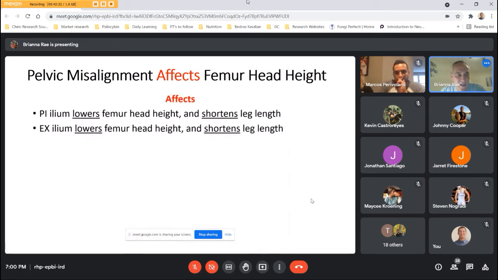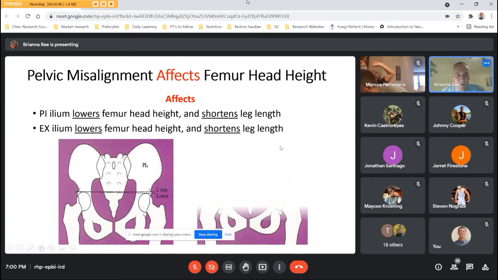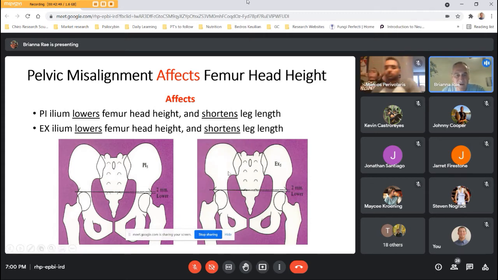All right, the opposite. We have a PI or an EX. They're both going to lower the femur head and at the same time shorten the leg length. Everybody should be able to remember this one, because as soon as you see a short leg, they teach you PI in school, right? So this should make sense to you. So we're showing a PI and an EX of 5. The 40% rule says that for every 5 millimeters of pelvic misalignment, you get 2 millimeters of femur head height change. So the PI or the EX will lower the femur head 2 millimeters.